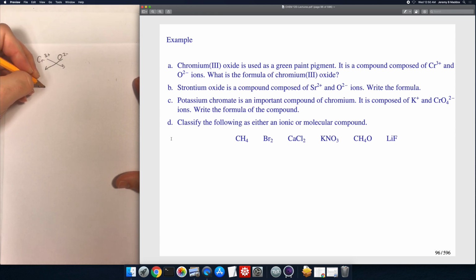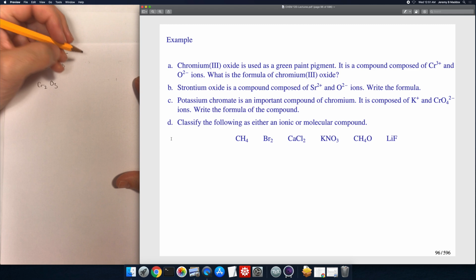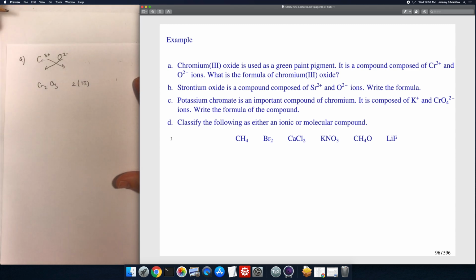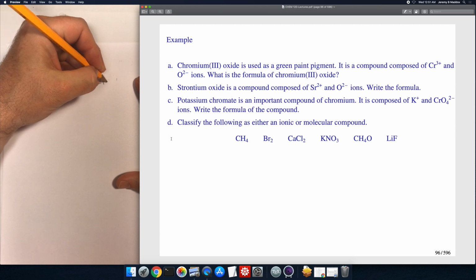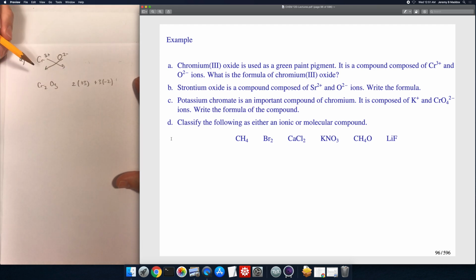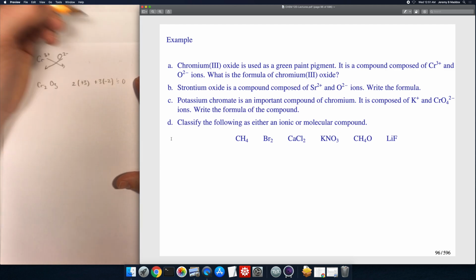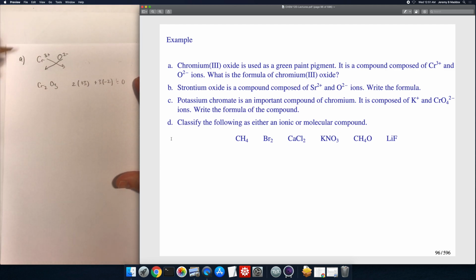So I'm going to write this as Cr2O3. Okay, and so this is the formula for chromium(III) oxide. And we can check the charge neutrality, right? You've got two +3 cations, and you've got three -2 anions. So that's going to give you +6 and -6, so you're going to get charge neutrality. These subscripts are the minimum needed to give you charge neutrality.